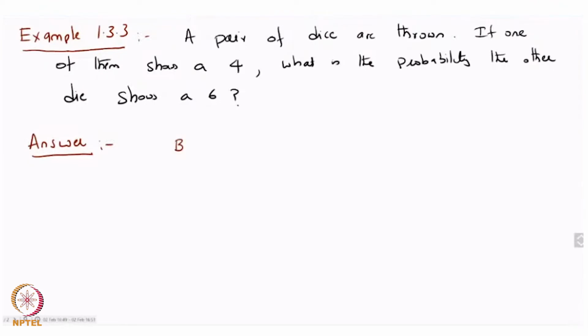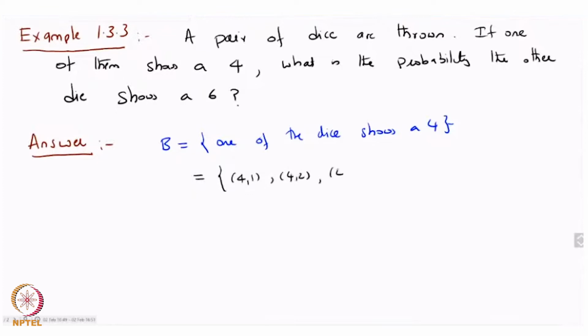So one event is B. B is the event: one of the dice shows a 4. Right? That's the event B. So I'm rolling 2 dice, and one of them is showing a 4. Let's write down all outcomes where the first one shows a 4. So it's 4,1; 4,2; 4,3; 4,4; 4,5; and 4,6. That covers all possibilities where the first die shows a 4.